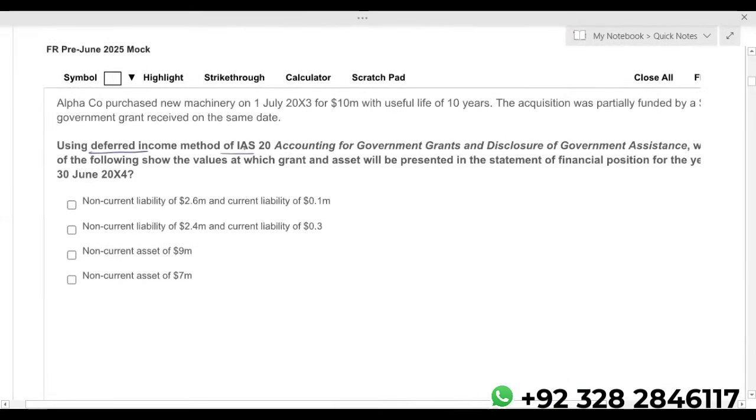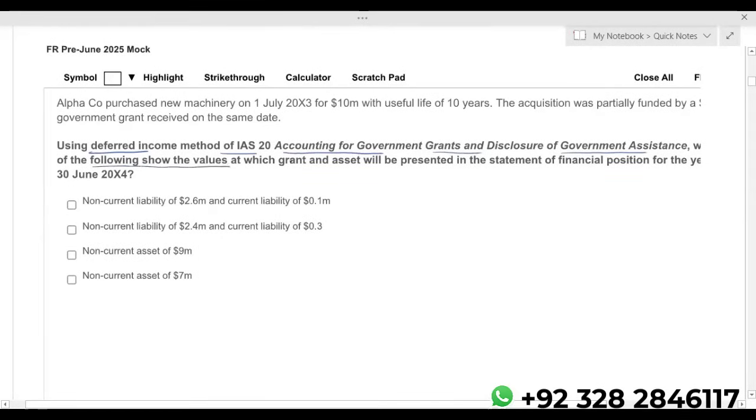Using the deferred income method, IAS 20. In the deferred income method, we simply take the grant as a liability, then slowly and gradually we amortize and convert that into an income. Accounting under IAS 20, Accounting for Government Grants and Disclosure of Government Assistance.